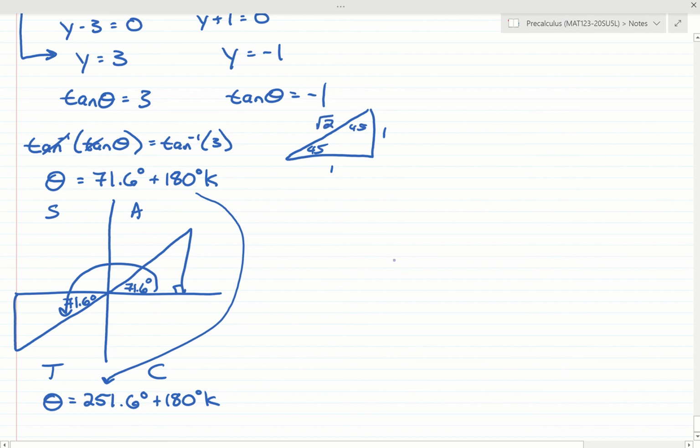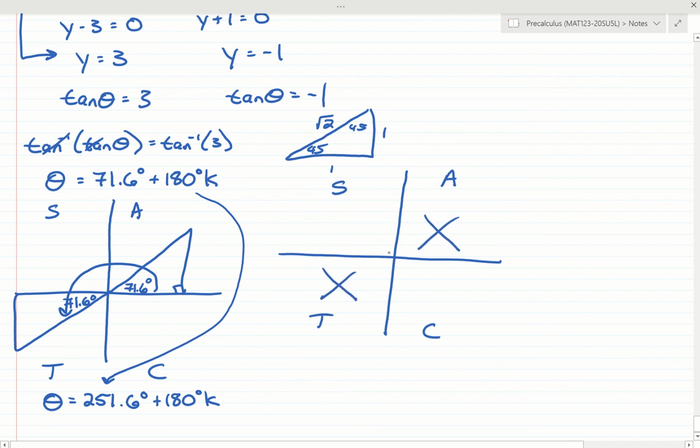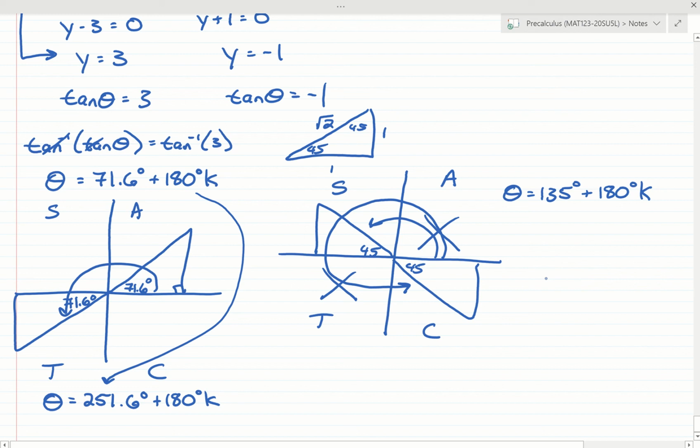So tangent of 45 is 1, but we want to get negative 1. So let's draw 45 degrees in the quadrants where tangent's negative. Wouldn't it be negative here or here? We would get a negative tangent in this quadrant and in this quadrant. This angle is 135 degrees plus the period of tangent. This angle is 360 minus 45, or 315, plus the period of tangent. We don't have to actually include 315 because that's 135 plus the 180.